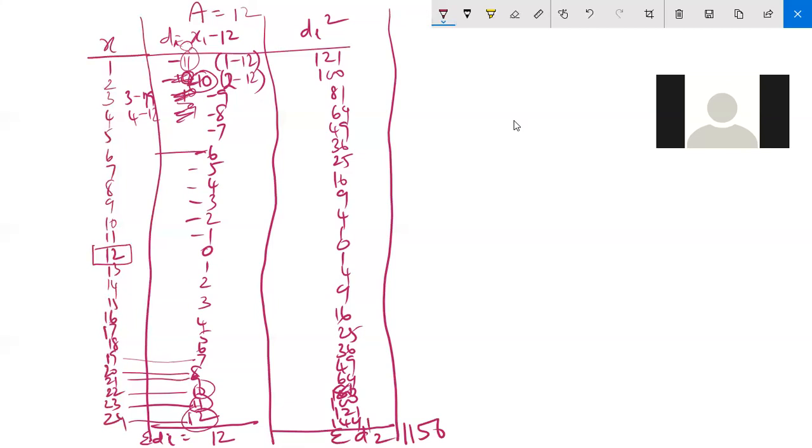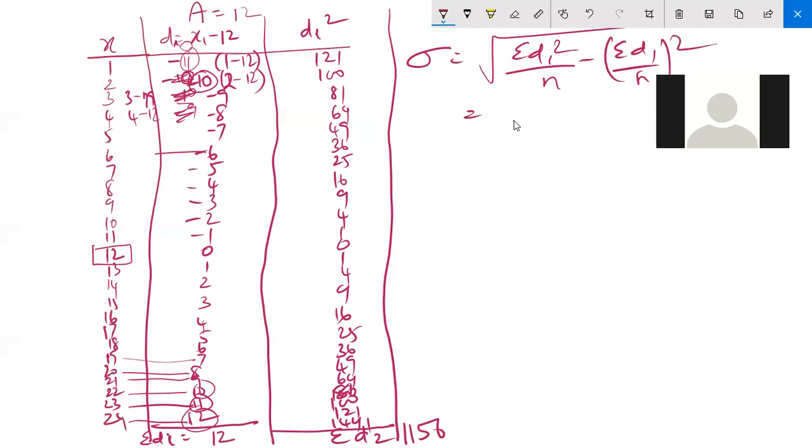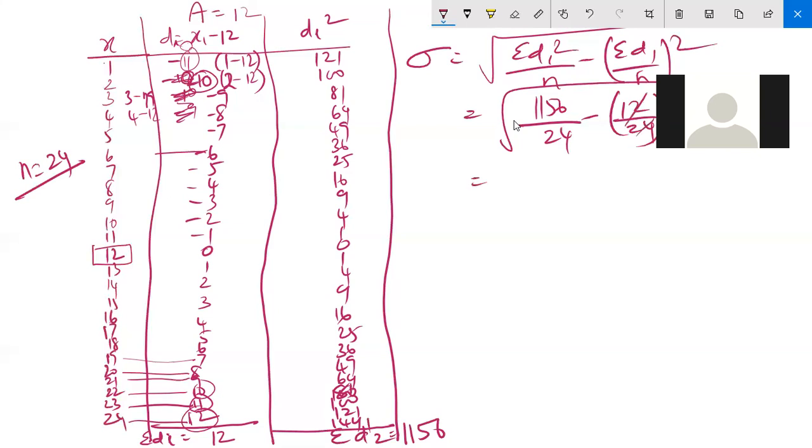Now you have to substitute into the formula. Sigma is equal to the whole root of sigma d of i squared by n minus sigma d of i by n the whole square. Sigma d of i squared is 1156. N is 24. So divided by 24 minus sigma d of i, which is 12, divided by 24, the whole square. 12 by 24 becomes half, and half squared becomes 1/4.